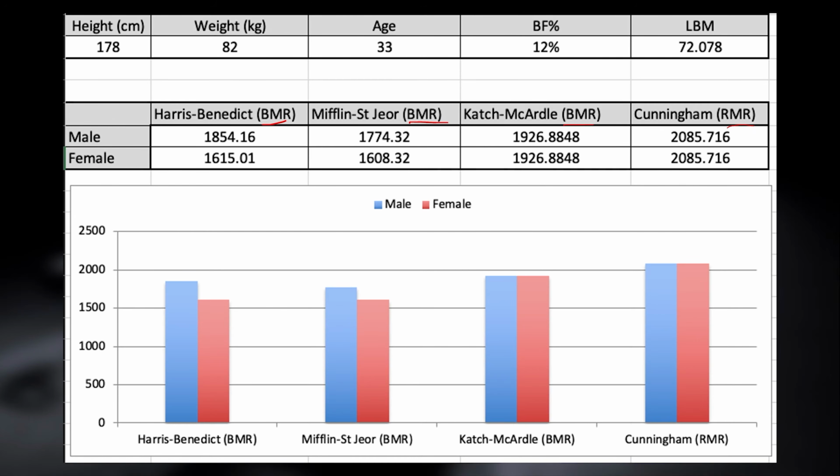So if we look at the Mifflin-St. Jeor, it says that I would need 1,774 calories per day for my basal metabolic rate, whereas the Katch-McArdle says I need 1,926. And there's different ways to calculate these. These all have different equations based on different criteria. So the Katch-McArdle and I believe the Cunningham equation are both based almost entirely on lean body mass, whereas the Harris-Benedict and the Mifflin-St. Jeor are based more on your age and your weight and your height and your sex.